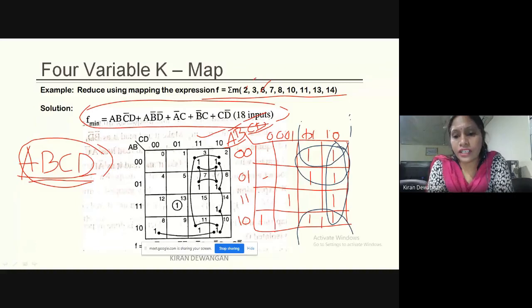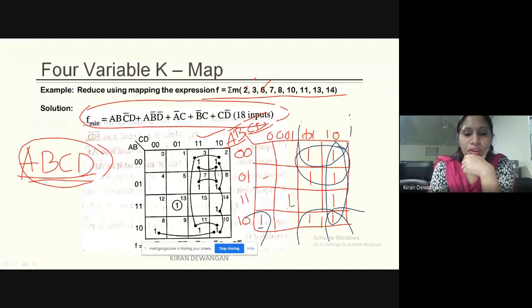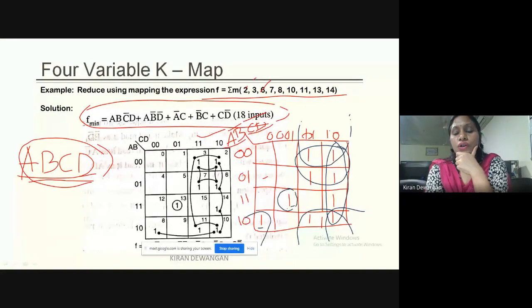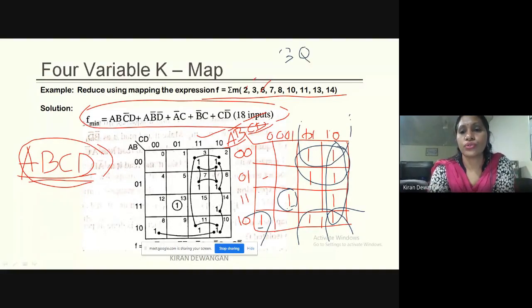Now we have covered these two. Now we are left with this one and this one. So this cannot come under any quad. So we'll form a pair. This will be a pair, and this is an isolated term. Clear? So we basically have 3 quads, 1 pair and 1 isolated term. Okay, so we have to reduce the expression by obtaining the expressions out of these.